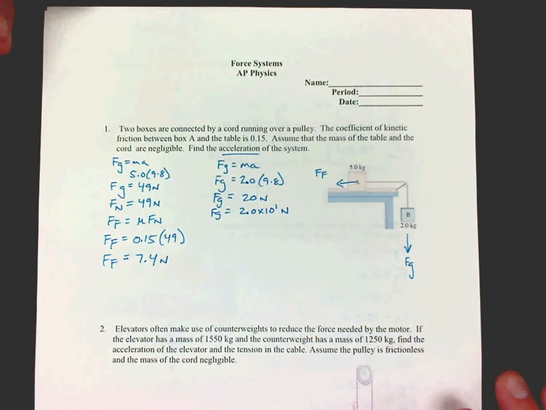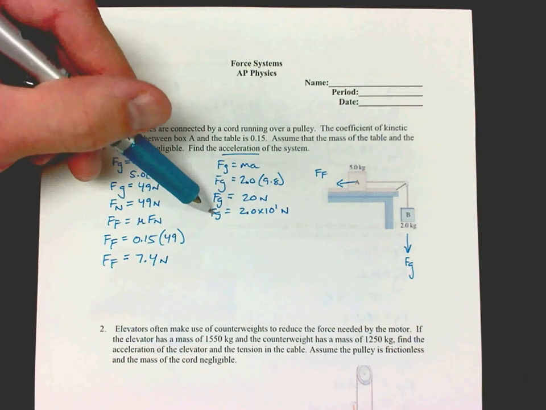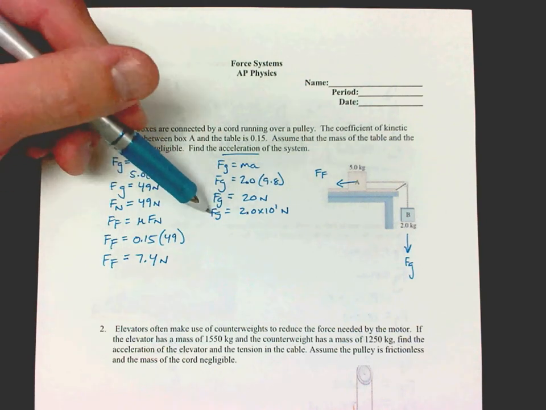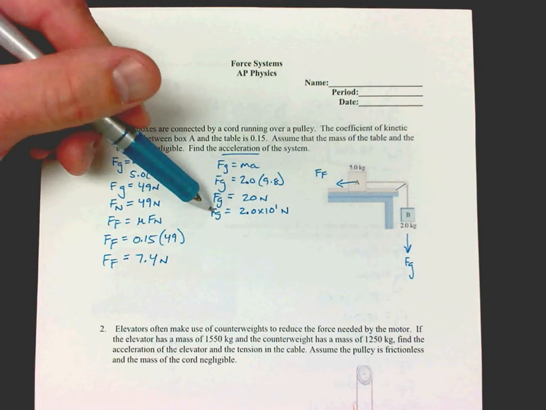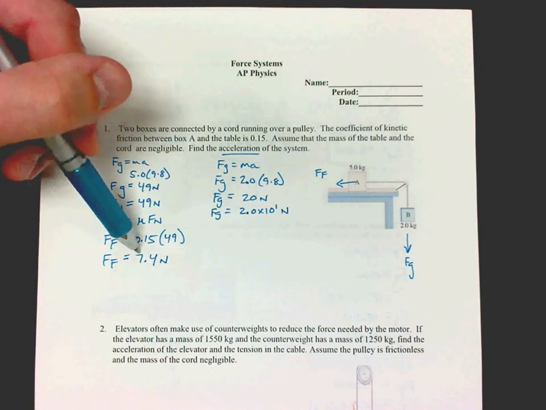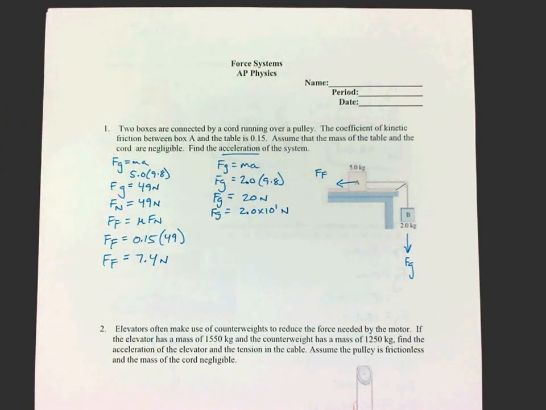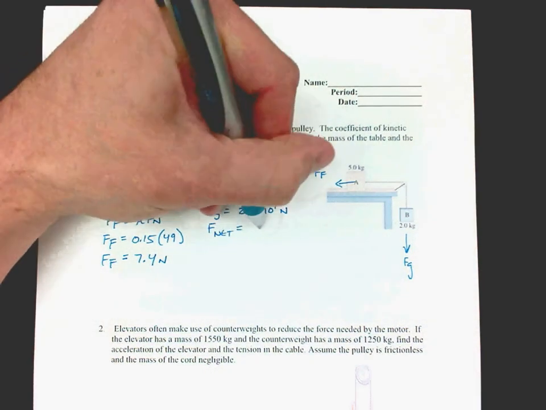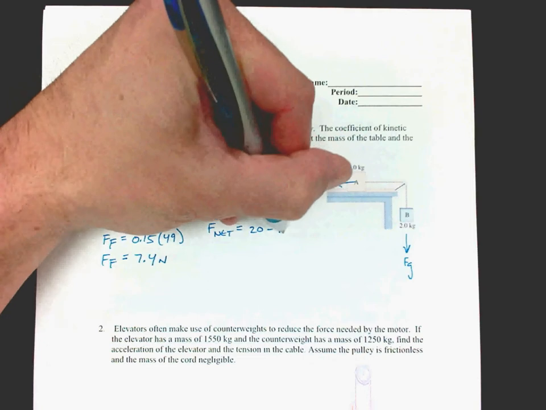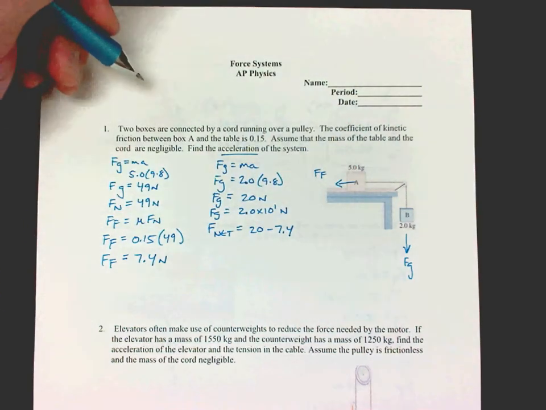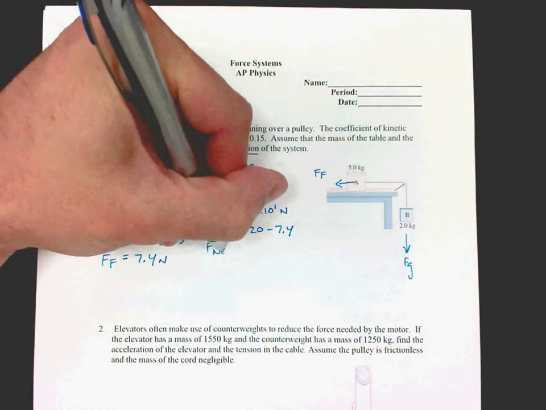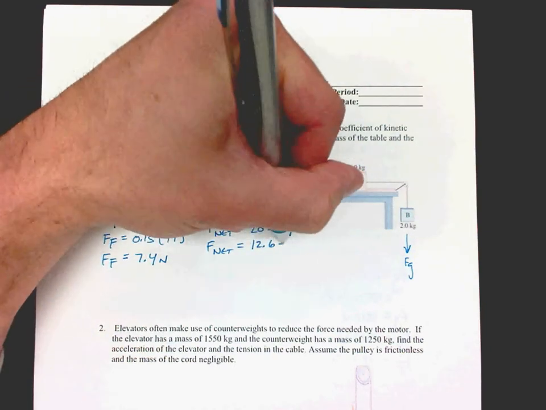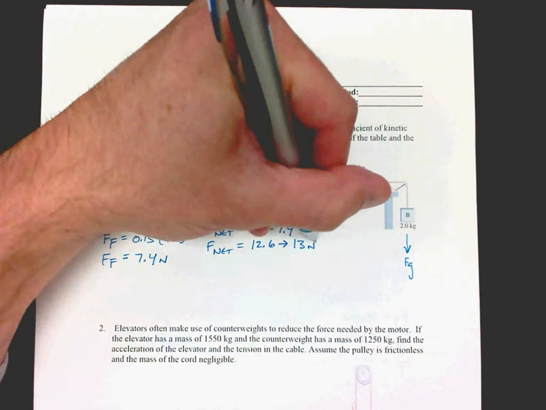And so here's the battle. It's Fg versus Ff. So we need a net force. We're at the point now where we know Fg is going to win because we're looking at 20 newtons here versus 7.4. So this thing is definitely going to accelerate. We're going to find net force by just subtracting. So we've got our 20 minus 7.4. So we're going to get an F net. When you run this through, you're going to get 12.6, which we can round to 13 newtons if we want to keep sig figs all the way through.